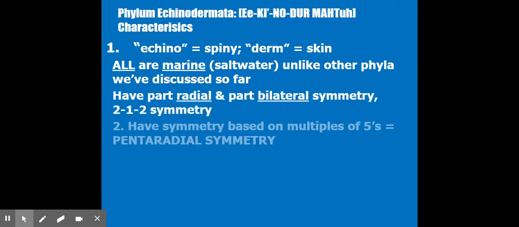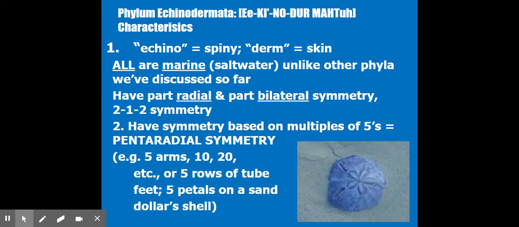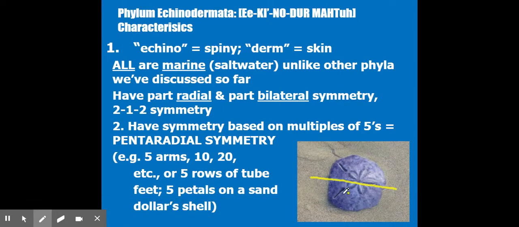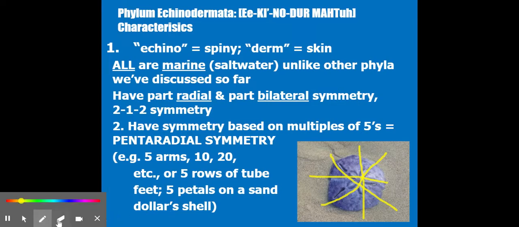Marine means salt. Let's talk about the symmetry of echinoderms using a sand dollar as an example. So a sand dollar is a type of echinoderm. So it would not be incorrect to say that echinoderms have bilateral symmetry. You can cut them into two pieces and they'd be the same on both sides. So that would not be incorrect. It also would not be incorrect to say that an echinoderm has radial symmetry. So if you think back to cnidarians, you have like a circle, like a pie, and you cut it in pieces, all the pieces are relatively the same. So they'd be symmetrical. So that wouldn't be wrong either.